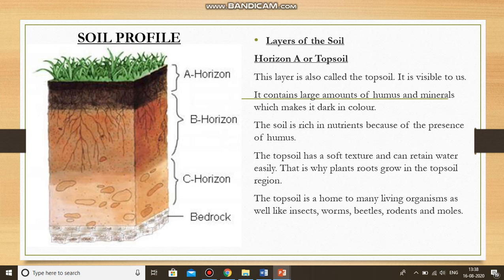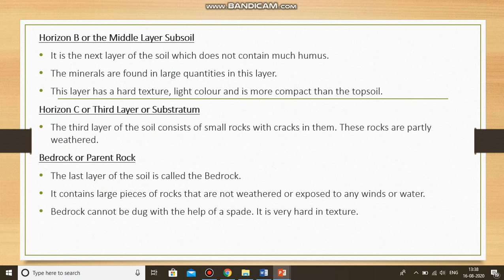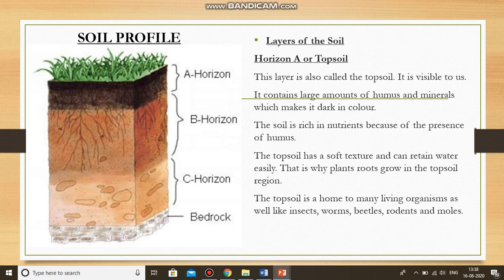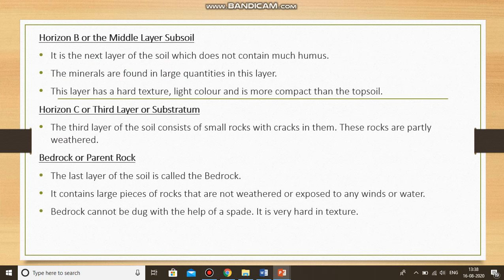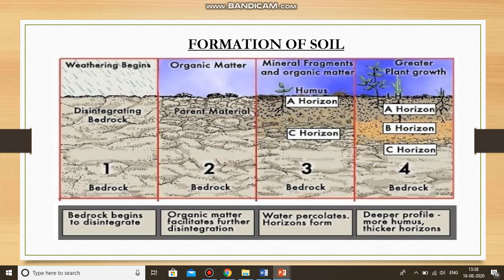Next is bedrock, or we can say parent rock. The last layer of the soil is called the bedrock. It contains large pieces of rock that are not weathered. In the next video we will see the formation of soil.